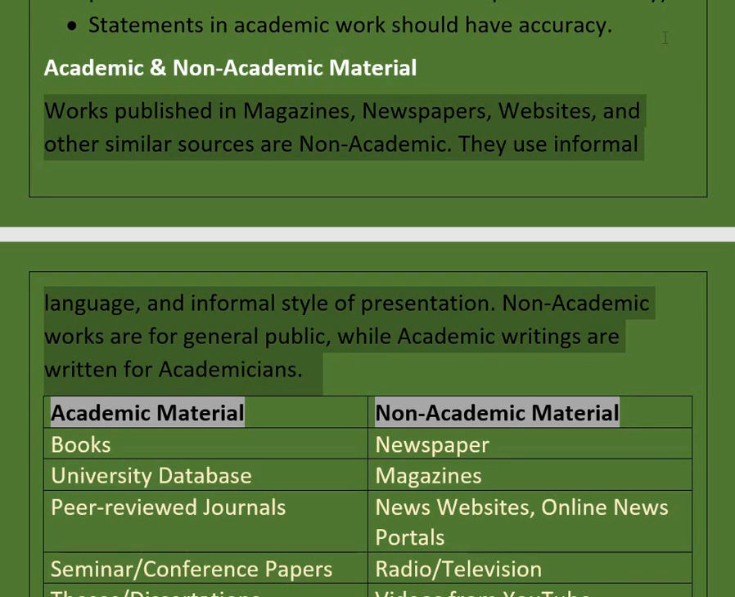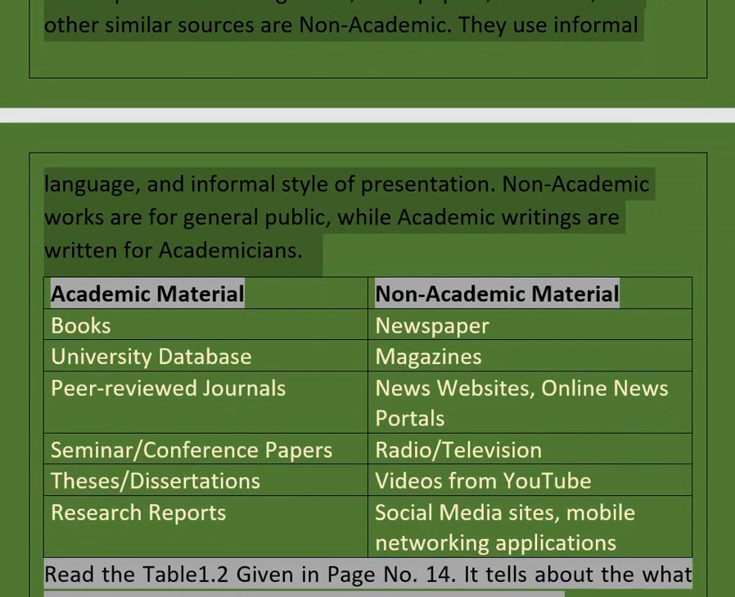Newspapers, magazines, websites, etc. They write in a very friendly manner, as if talking to us as a friend. That is why it is said that they use informal language, and their style of presentation is informal. So they may call you a friend or something like that. So non-academic writings are for the general public, while academic writings are for academicians.